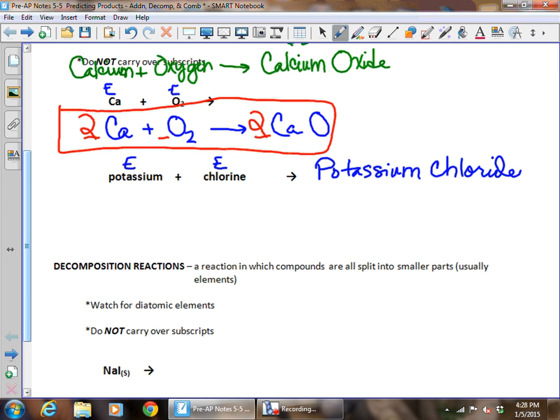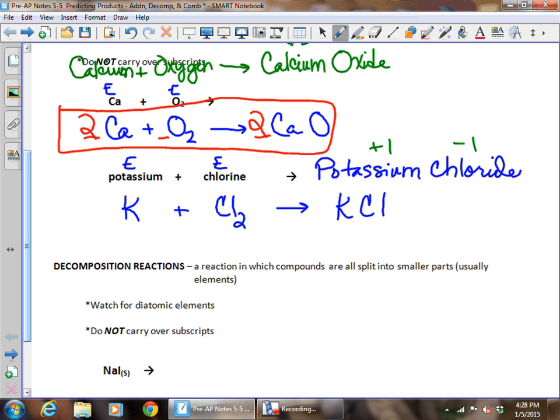So now we're going to write the skeleton equation first of all. Potassium plus chlorine. Now remember, if it's an element, we have to check to see if it's diatomic, and chlorine is one of our Hydrogen 7, our diatomic elements, and that's going to form potassium chloride. Remember, potassium's a +1. Look it up on your periodic table. Chlorine's a -1, so we don't need any subscripts. It's just going to be KCl.